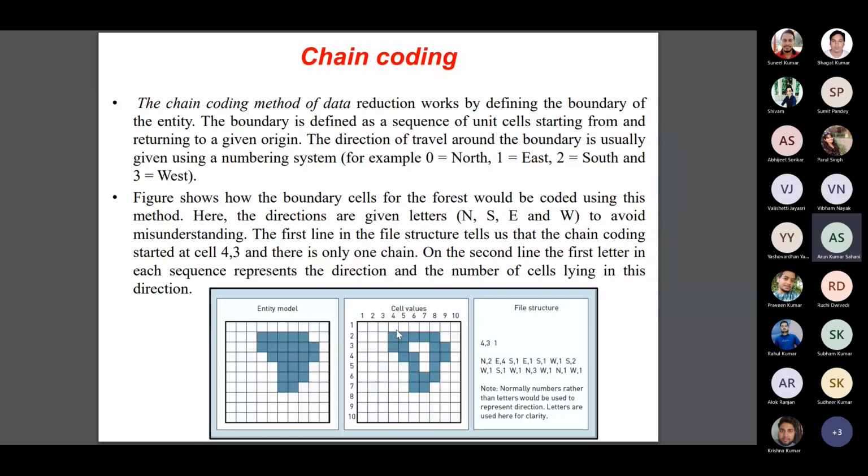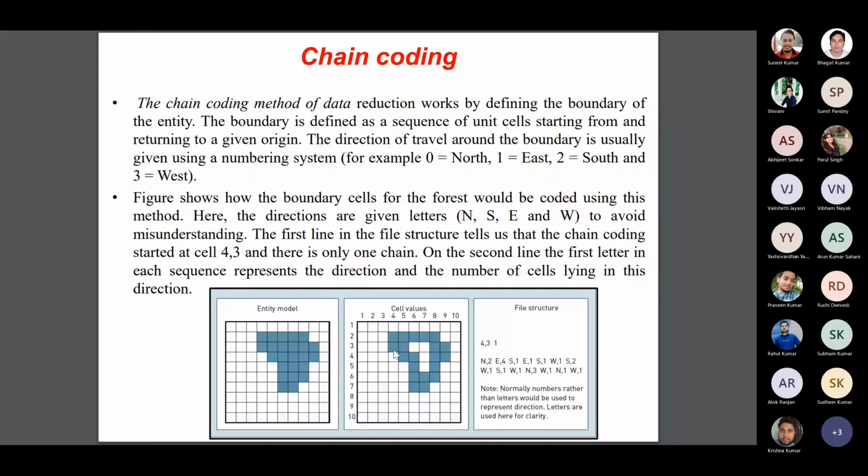In chain coding, first of all, you need to take the starting position. You can take any pixel value as a starting position, any cell location as the starting value. So like in this example, 4,3 is taken as the starting value. This is the location I have placed my cursor at, 4,3. This one is the starting position, then number of entities is 1. Then in the next line, you need to write down the direction, and direction will be followed by number of cells in that direction.